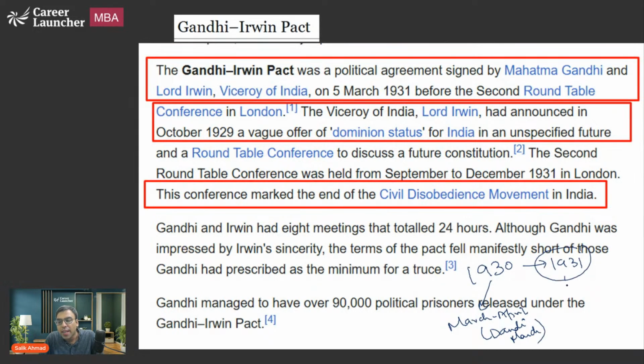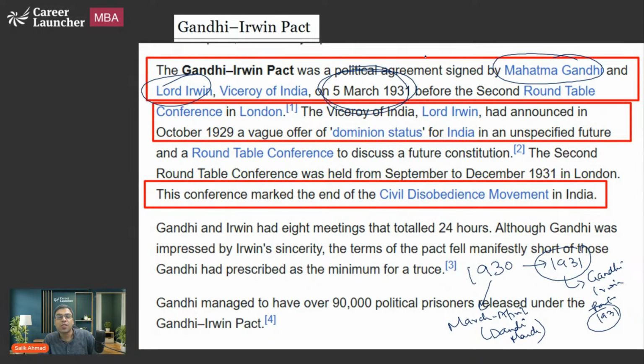And it ended by Gandhi-Irwin Pact. Gandhi-Irwin Pact of 1931. Okay, that is what you should be knowing about. So Gandhi-Irwin Pact was a political agreement signed by Gandhiji and Lord Irwin, the Viceroy, on 5th March 1931, before the second roundtable conference.